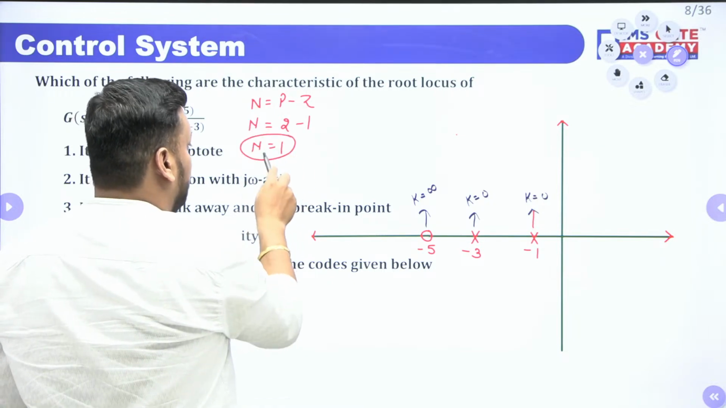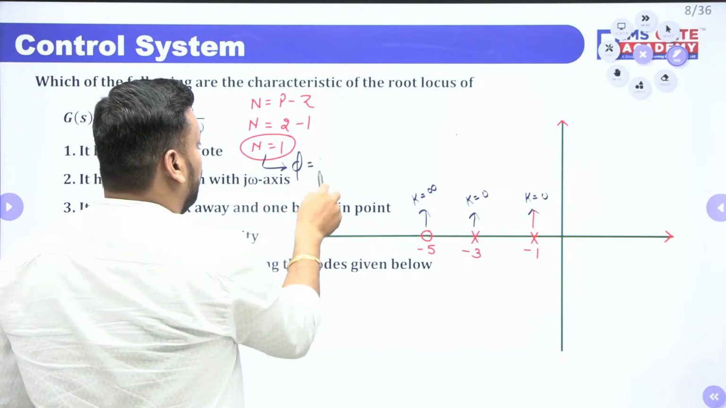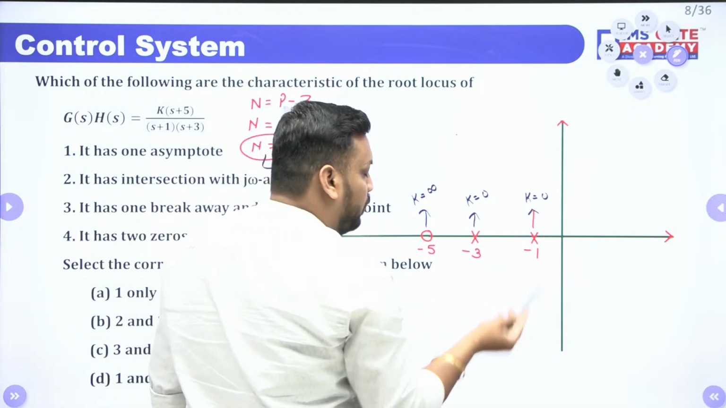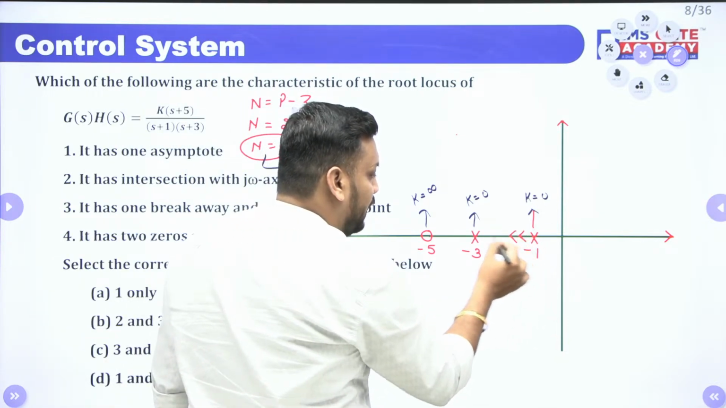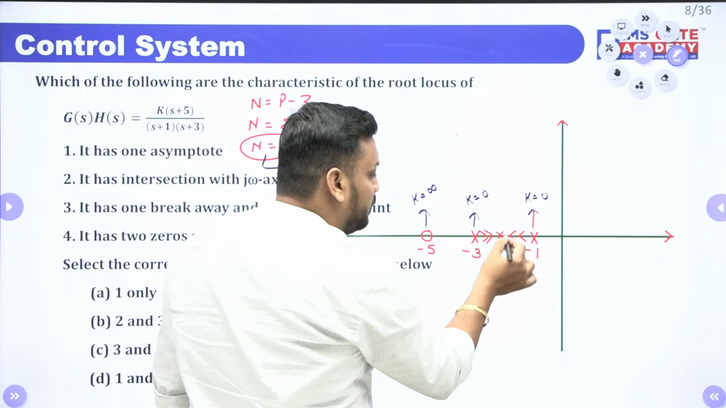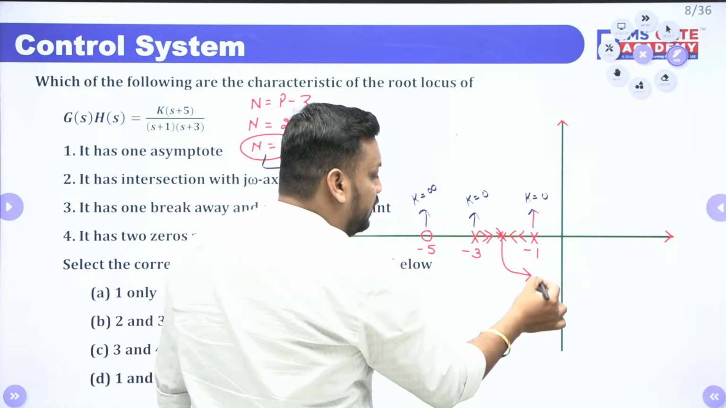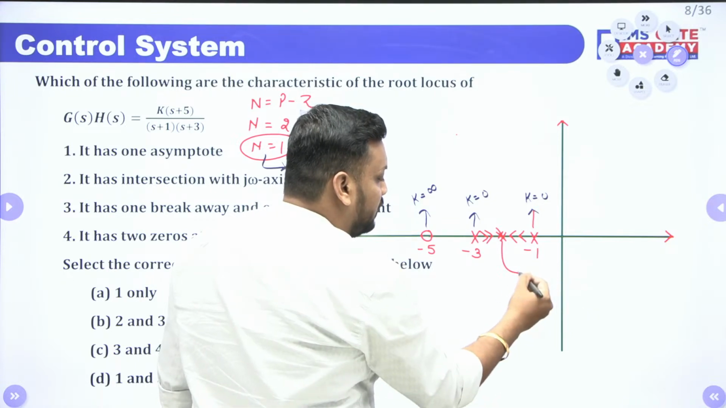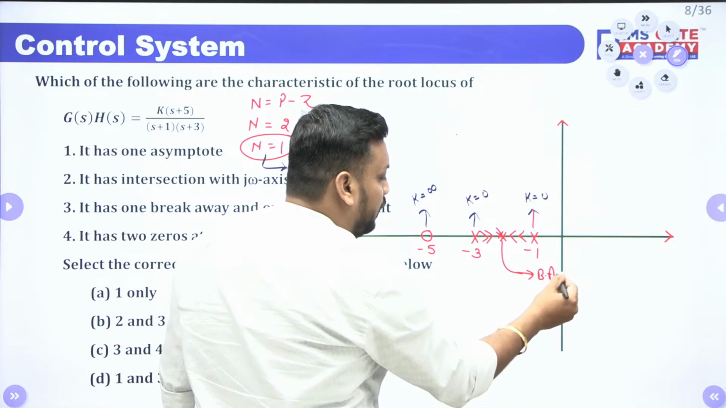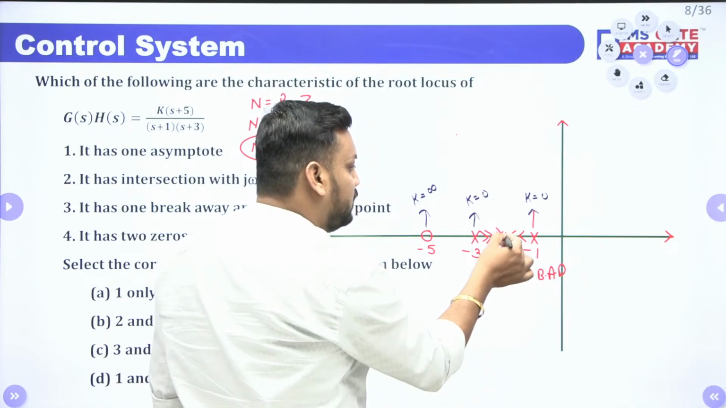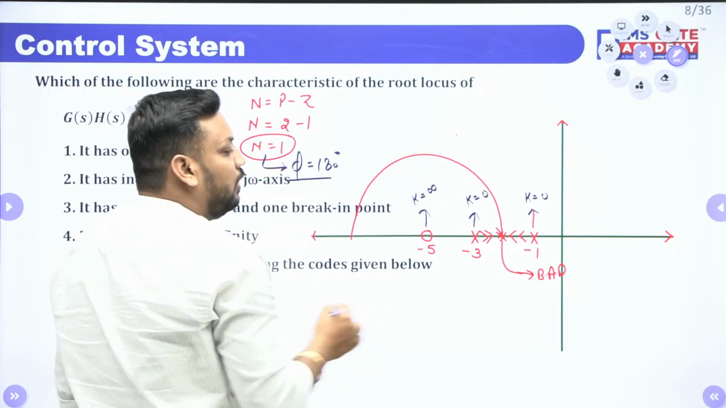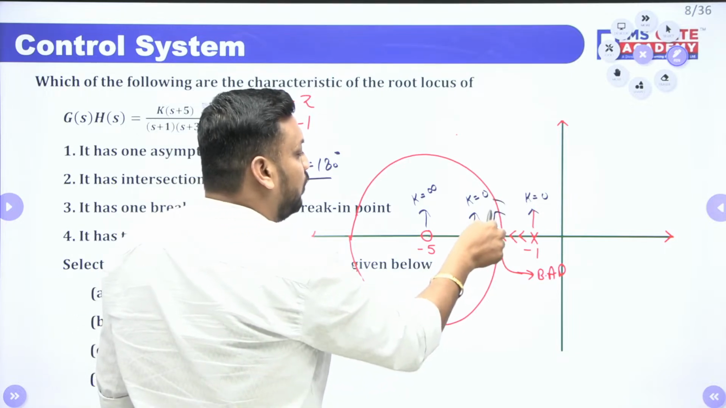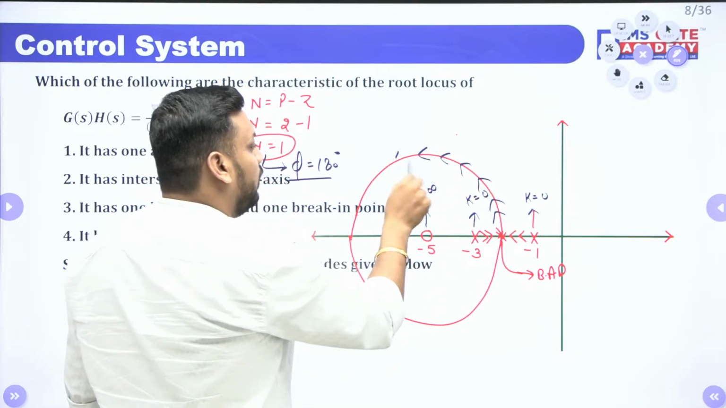If n is 1, your angle of asymptote will be 180 degrees only. It means you will get the root locus plot just like this. Your poles will travel like this. At one place, both the poles will coincide with each other, and this point is working as a breakaway point, BAP. After that, the poles go like this, and make a circular shape.